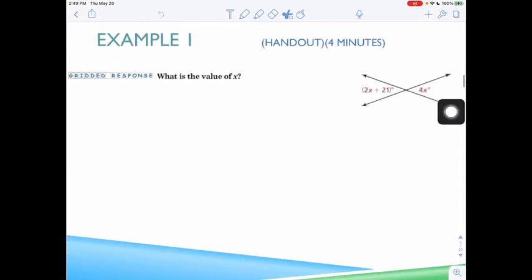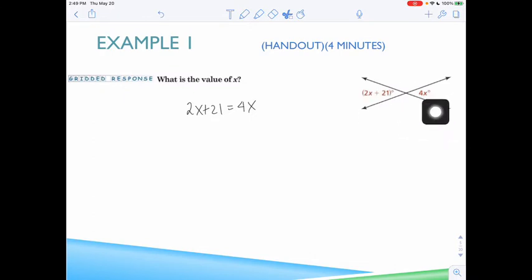Example 1 says, what is the value of x? Notice that these two angles drawn in the diagram are vertical angles, so we can say that the measure of this angle is equal to the measure of this angle. This problem just asks for the value of x. It doesn't say to justify every single step, so we don't need to write them out, but we can still justify them verbally by saying that these were vertical angles, so their measures are equal.